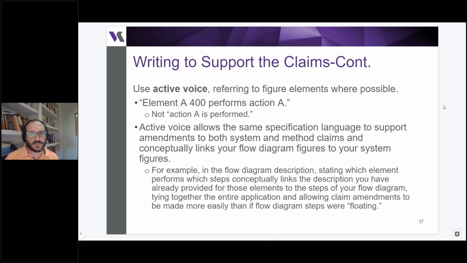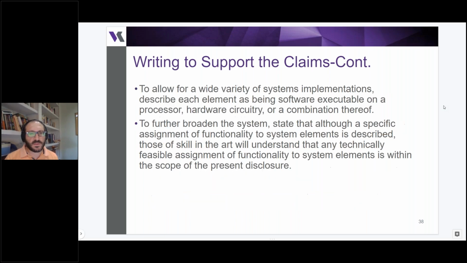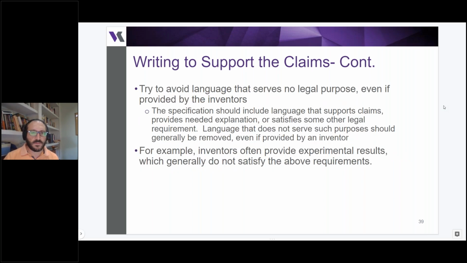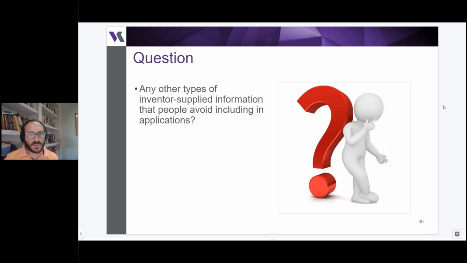Again, use active voice. We already talked about this. In EE, I like to say that my system elements, where appropriate, can be hardware, software, or a combination thereof. I like to also say that although I've described certain system elements as performing certain functions, the assignment of functionality between those system elements can vary from that. Again, try to avoid language that serves no purpose, if it makes sense.